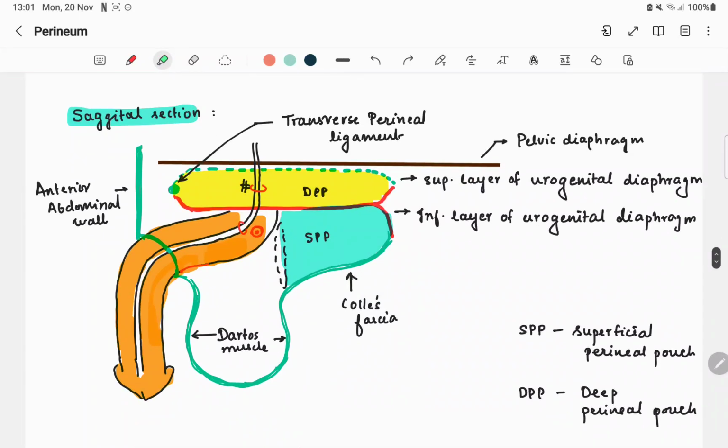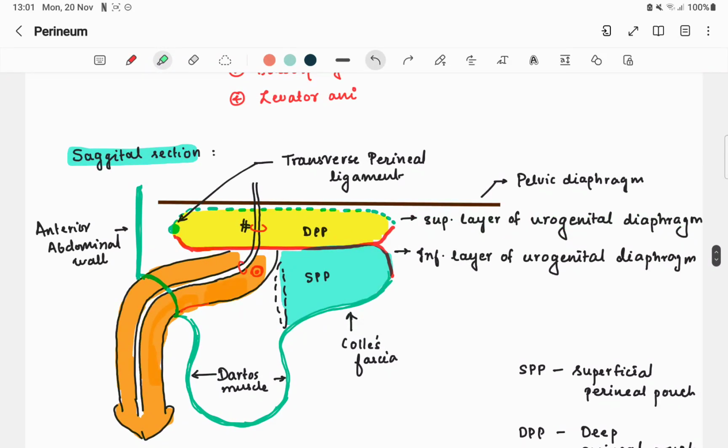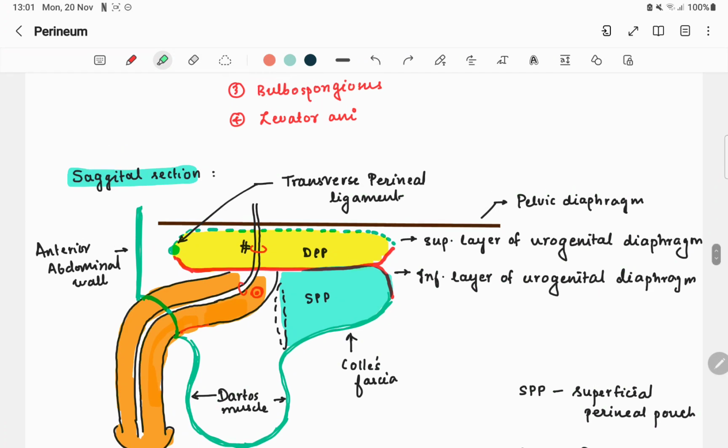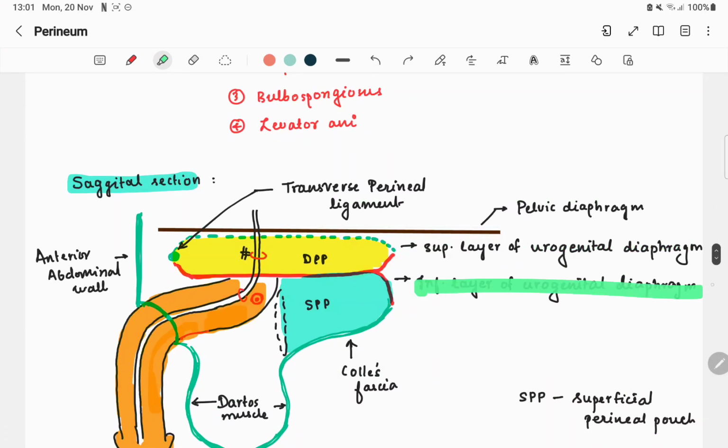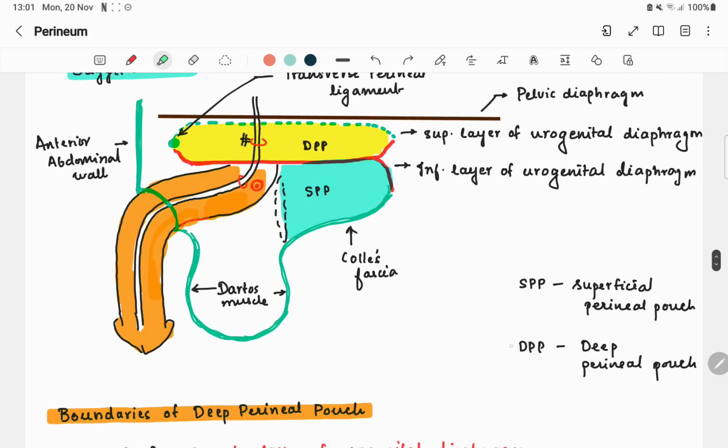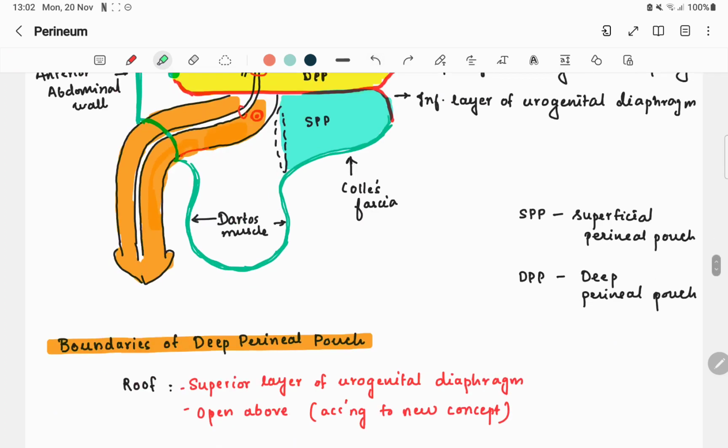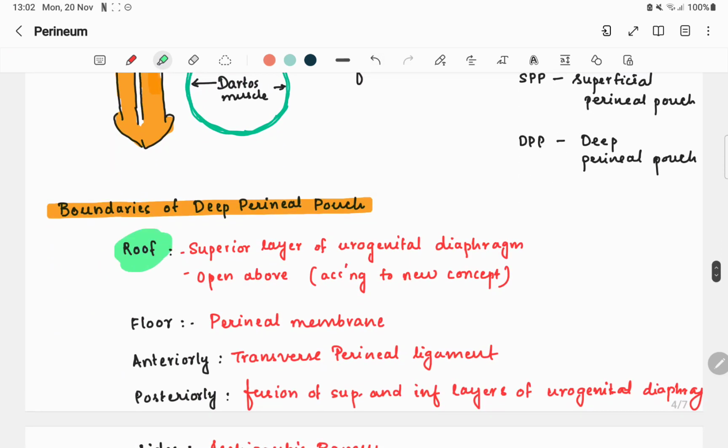Okay, and the superficial layer of urogenital diaphragm, the inferior layer, the superior layer of urogenital diaphragm, the inferior layer of urogenital diaphragm. This is majorly forming a DPP. What is DPP? Or deep perineal pouch. A deep perineal pouch. So the roof of the deep perineal pouch is the superior layer of urogenital diaphragm.